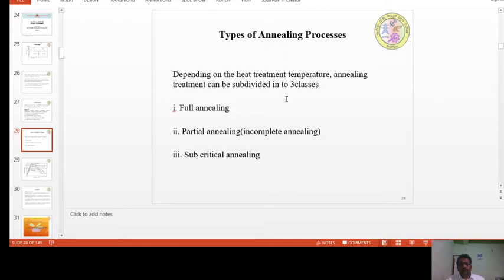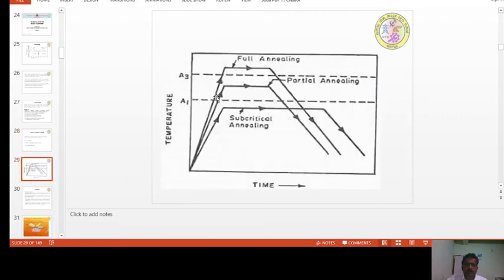So based on the temperature, the annealing can be classified into three types. One is full annealing, partial annealing or incomplete annealing, or subcritical annealing. So look at this diagram. If in the annealing process the temperature is heated above A3, that is the upper critical temperature, the corresponding process is called full annealing.